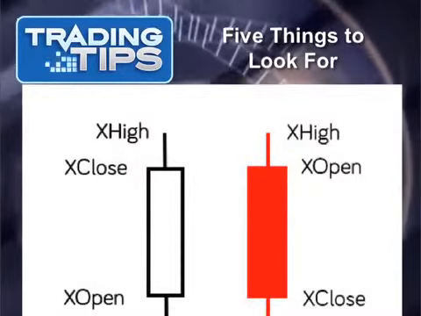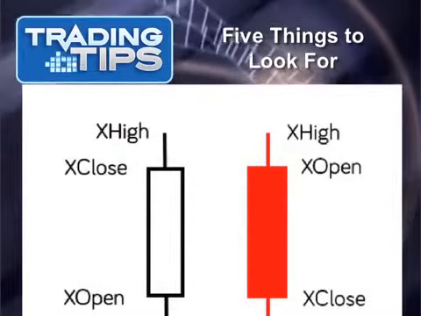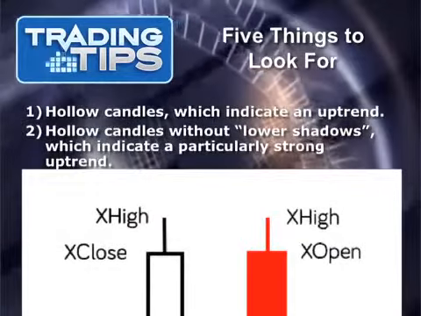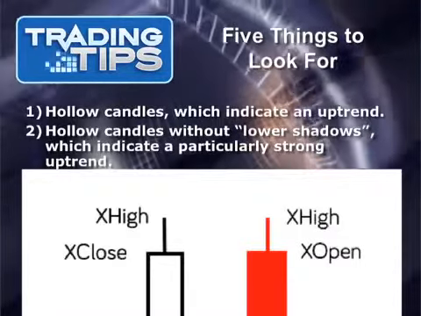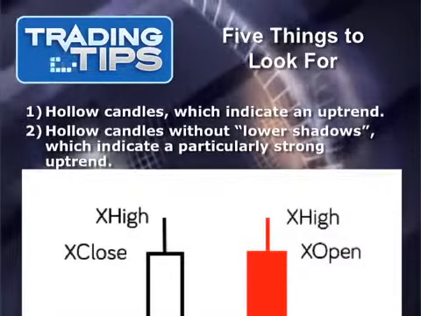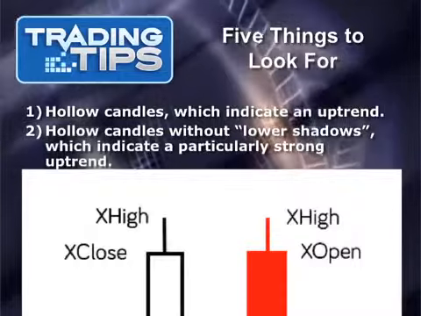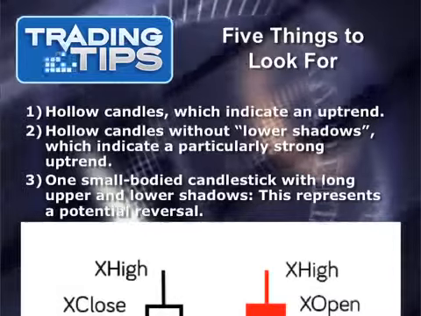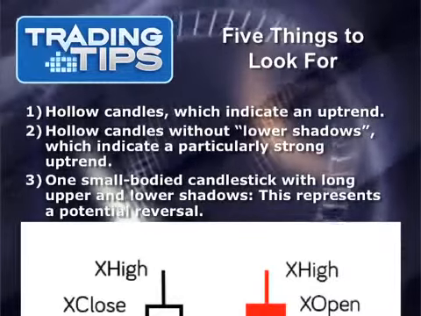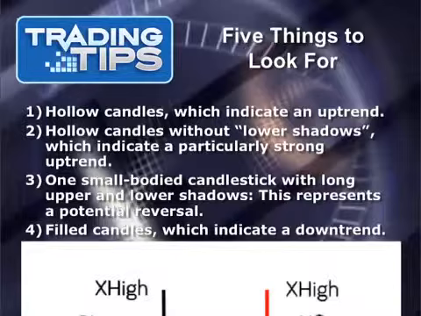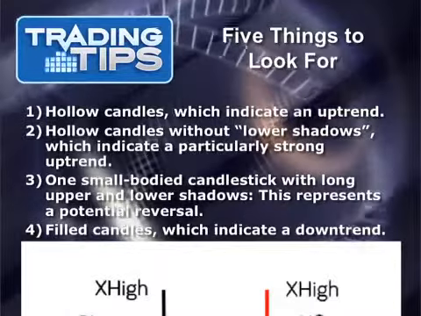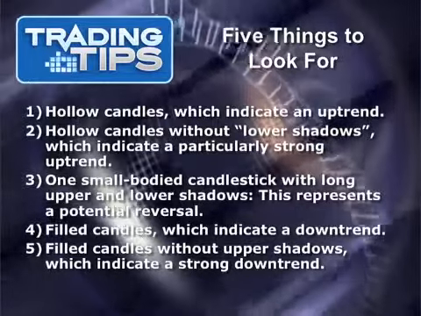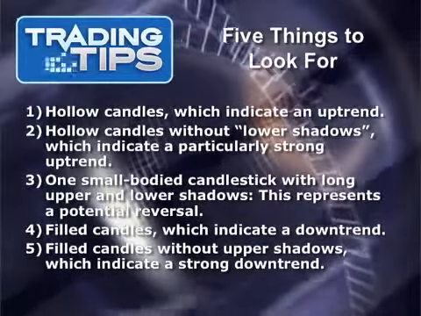There are 5 things we're looking for when looking at Heikin Ashi candlesticks, and they are: 1. Hollow candles, which indicate an uptrend. 2. Hollow candles without lower shadows, meaning they're just the box with no tail on the lower end, and these indicate a particularly strong uptrend. 3. One small-bodied candlestick with a long upper and lower shadow. This represents a potential reversal. 4. Filled candles, and they represent a downtrend. And 5. Filled candles without upper shadows, when they indicate a strong downtrend.